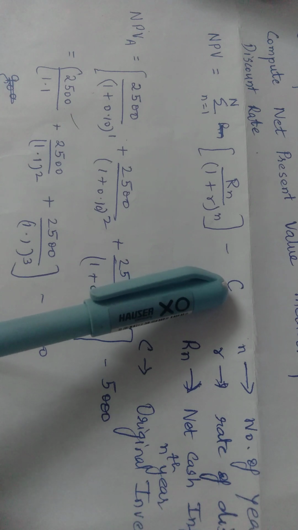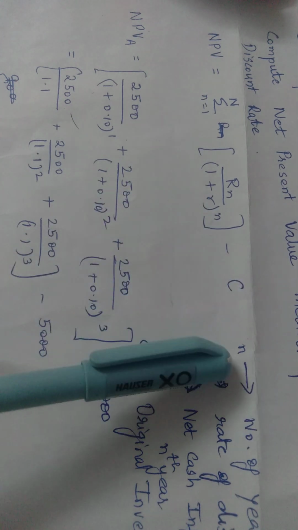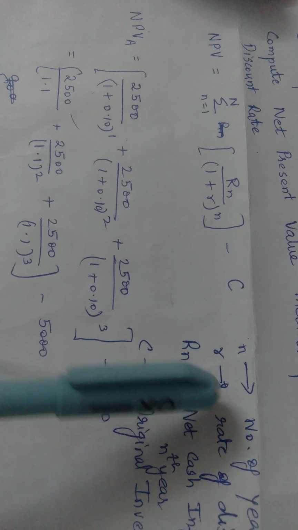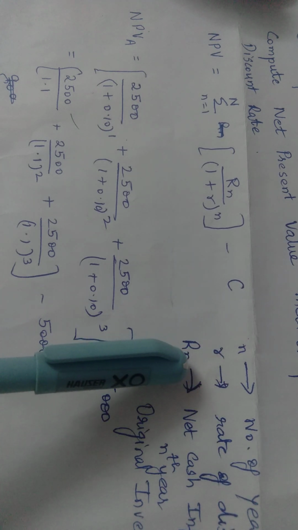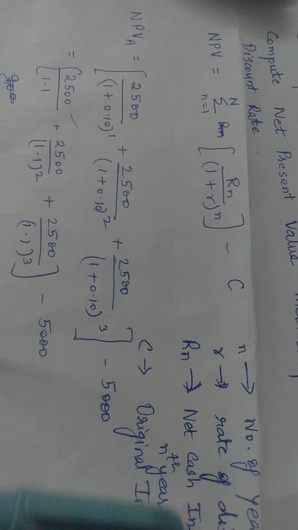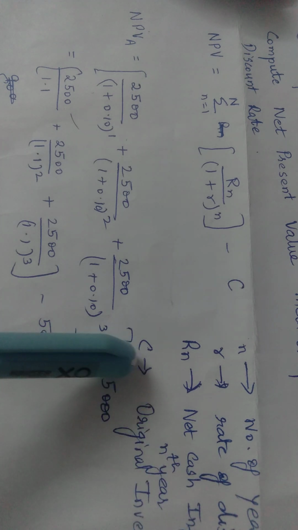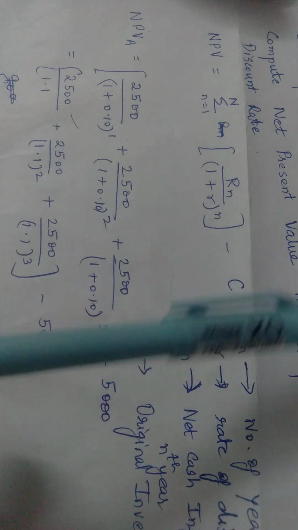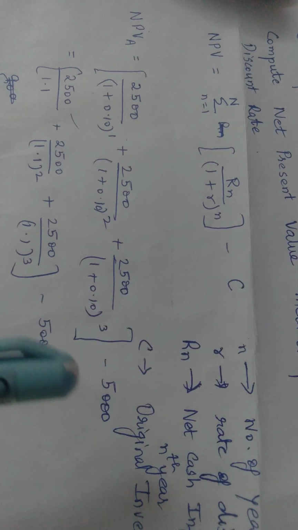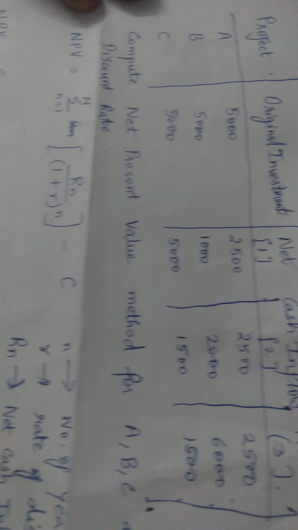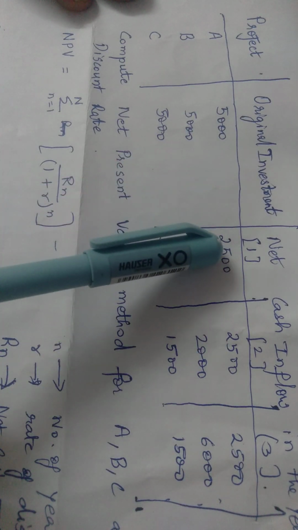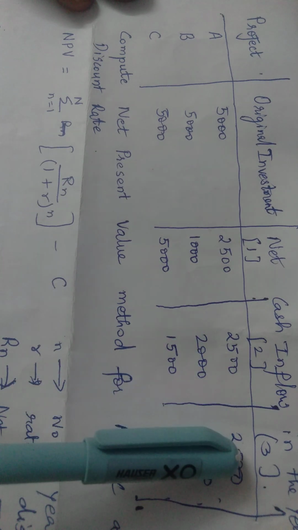Now let us try to understand the notations. This small n indicates the number of years, small r is the rate of discount, capital Rn is the net cash inflow for year n, and C is the original investment. Now we have been given the cash inflows for different years, which we have already seen here. You can see these cash inflows given to you. So for the first project, it's 2500 for all the three consecutive years.